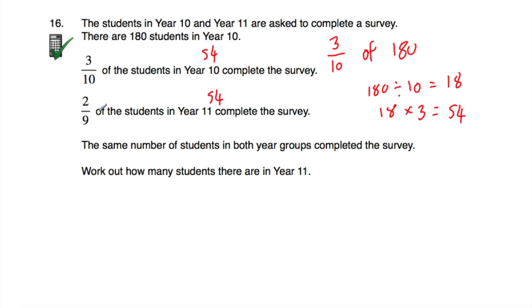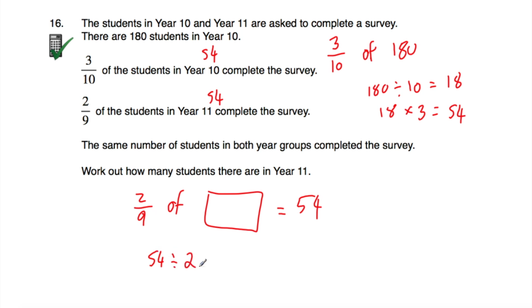Now, we know that 2/9 of the number of students in year 11 complete the survey, and we've been asked to work out how many students there are in year 11, so we're going backwards. We know that 2/9 of the number of students in year 11 is equal to 54. So we want to work backwards and figure out how many students there were. So normally, if we knew the number of students in year 11, we would divide by 9 and then times by 2, and we'd get 54. So if we work backwards, let's divide by the top.